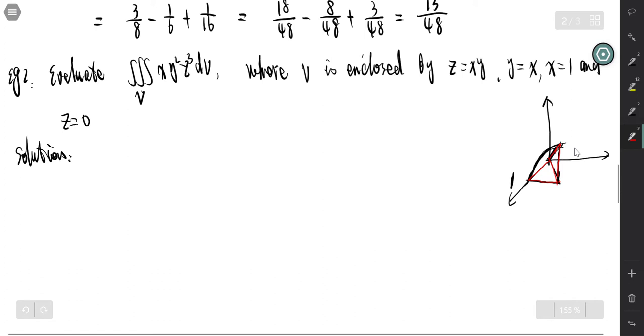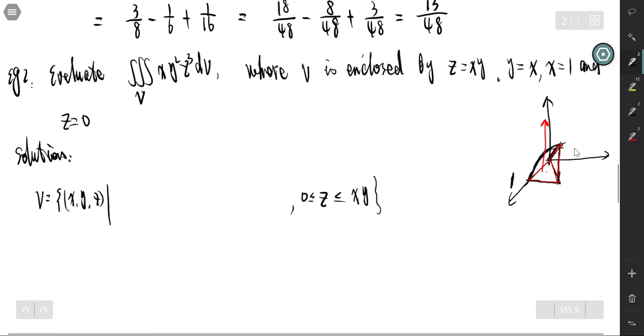Okay, so we find the upper limit and the lower limit by writing V as a set. We draw a line parallel to the z axis with an arrow. The tail for z is z equals 0, that is the xy plane, and the surface close to the head is z equals xy. So the upper limit for z is xy.